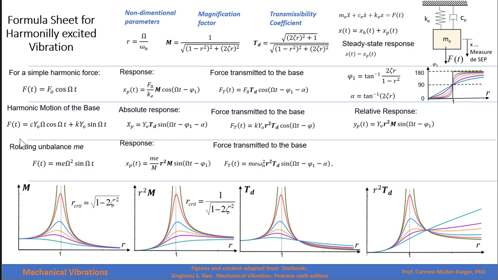The force transmitted to the base will be governed by this equation right here, which will be r squared times the transmissibility factor. And the last case we studied was a rotating unbalance, where the non-homogeneous term in our equation of motion was this one right here. This was our response, and as you see, the amplitude of the response will be a function of r squared times the amplification factor, and the force transmitted to the base will be r squared times the transmissibility factor. At the end, we have 4 important graphs, and those are the expressions for those graphs.